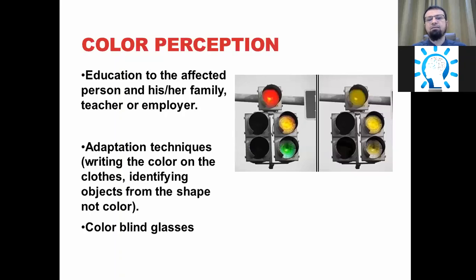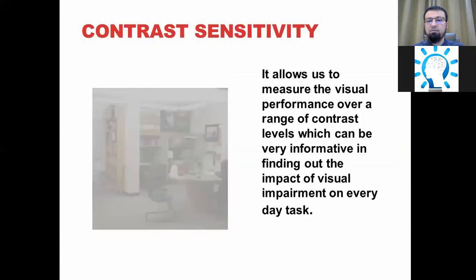In color perception, we need to educate the affected person and his or her family about the problem, and also train him on adaptation techniques. If somebody is not able at all to identify colors because of a visual problem, especially from the eye, we need to train them how to identify their clothes, maybe by labeling the clothes, and identify objects from shapes, not from their colors. Also, if you would like to search about it, there are chromogenic glasses. This is a new innovation used for patients with color blindness. They are special glasses that allow the patient with color blindness to see the colors again, because they control the waves which go into the eye. So chromogenic glasses are a solution for color blindness.